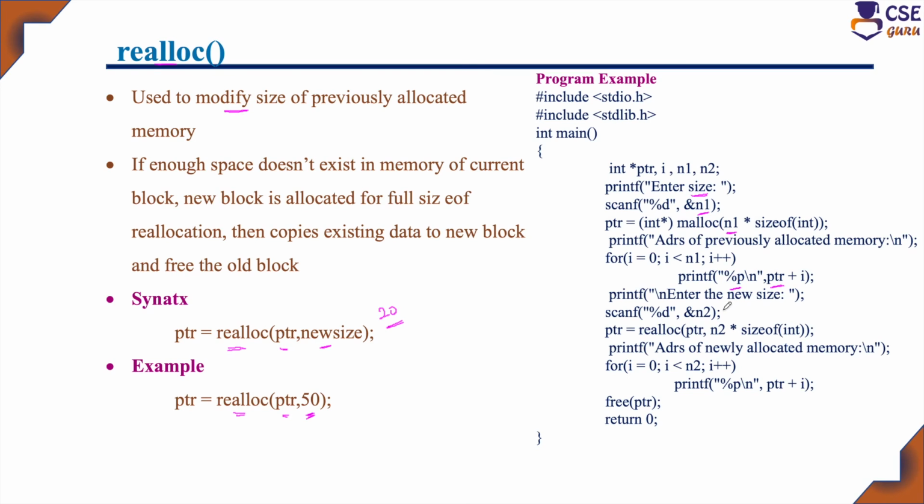Using malloc you have already allocated the space, but that is not enough. In that case, using the realloc function, alter the size with this n2 value. Okay, and then it will display the address of the allocated memory. Once the execution is completed, free the memory space. Okay, so this is all about the realloc function.